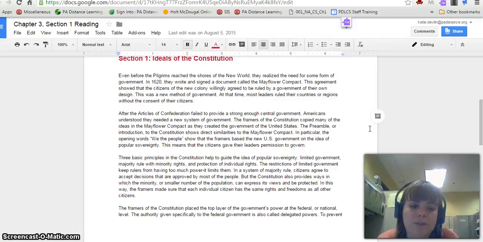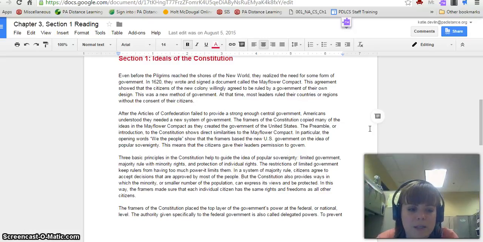After the Articles of Confederation failed to provide a strong enough central government, Americans understood they needed a new system of government. The framers of the Constitution copied many of the ideas in the Mayflower Compact as they created the government of the USA. The preamble, or introduction, to the Constitution shows direct similarities to the Mayflower Compact. In particular, the opening words, "We the people," show that the framers based the new U.S. government on the idea of popular sovereignty. This means that the citizens gave their leaders permission to govern.